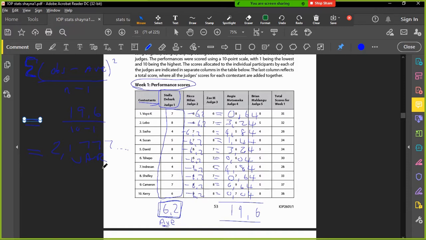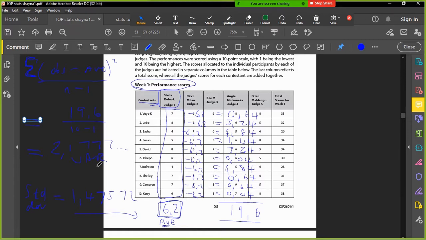Don't round off the answer. Okay, 1.47, so the standard deviation is 1.47572. The standard deviation is the square root, right? Yeah, so square root this answer. Okay, let me check it.